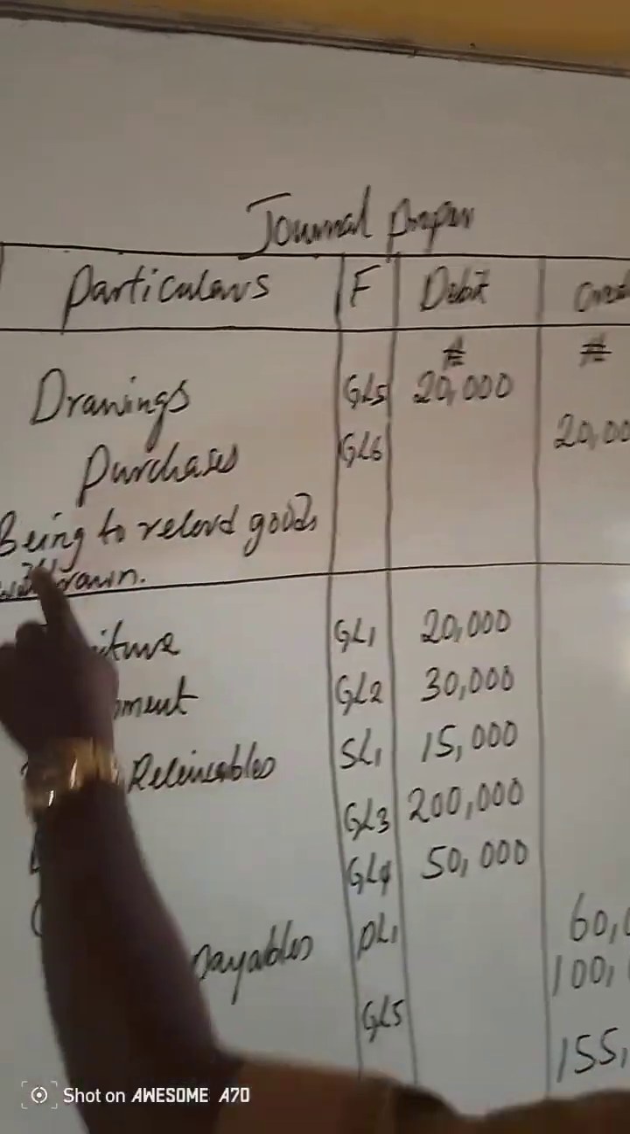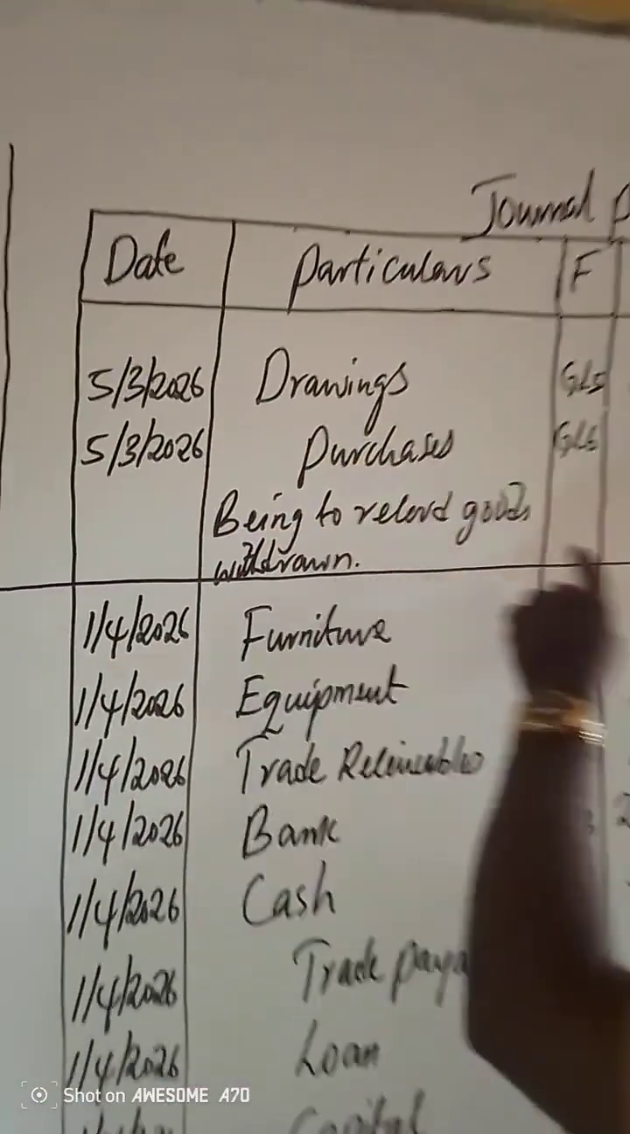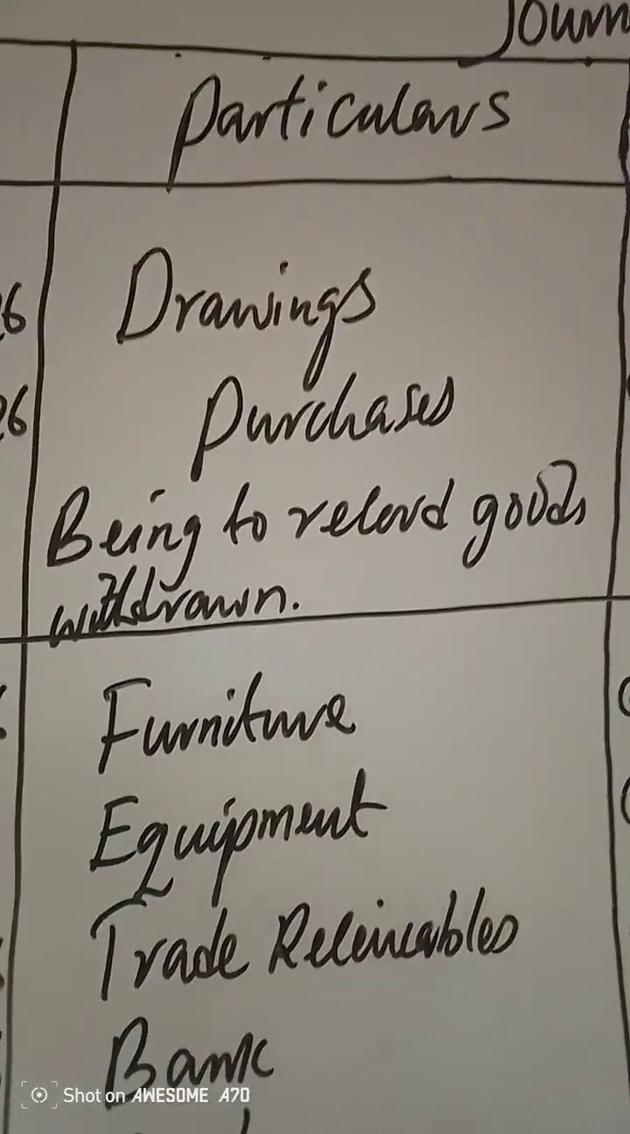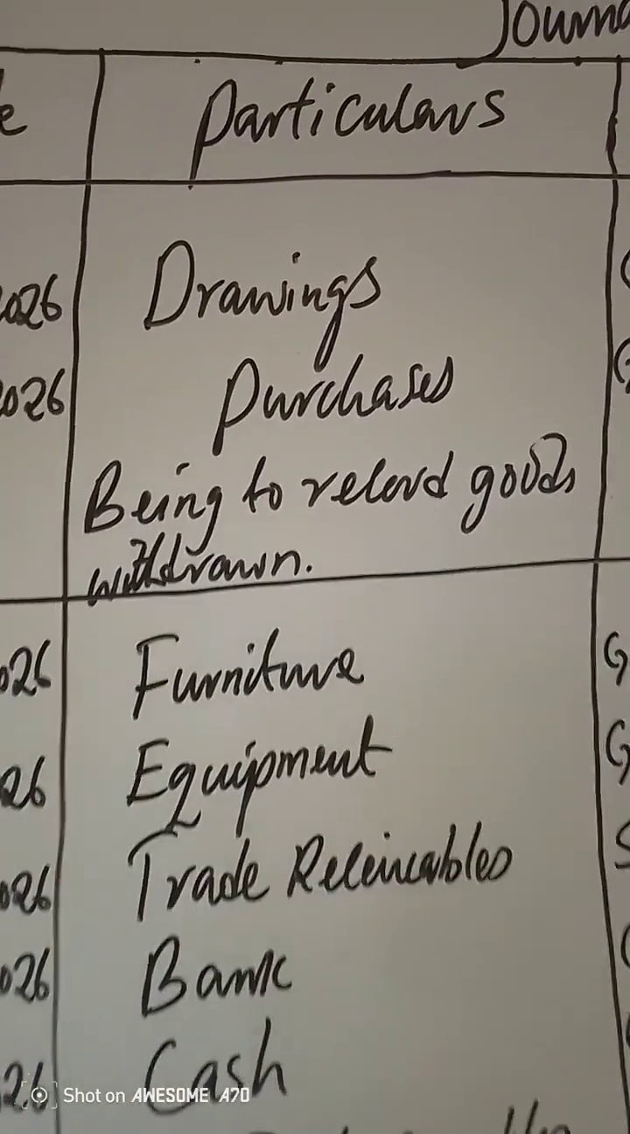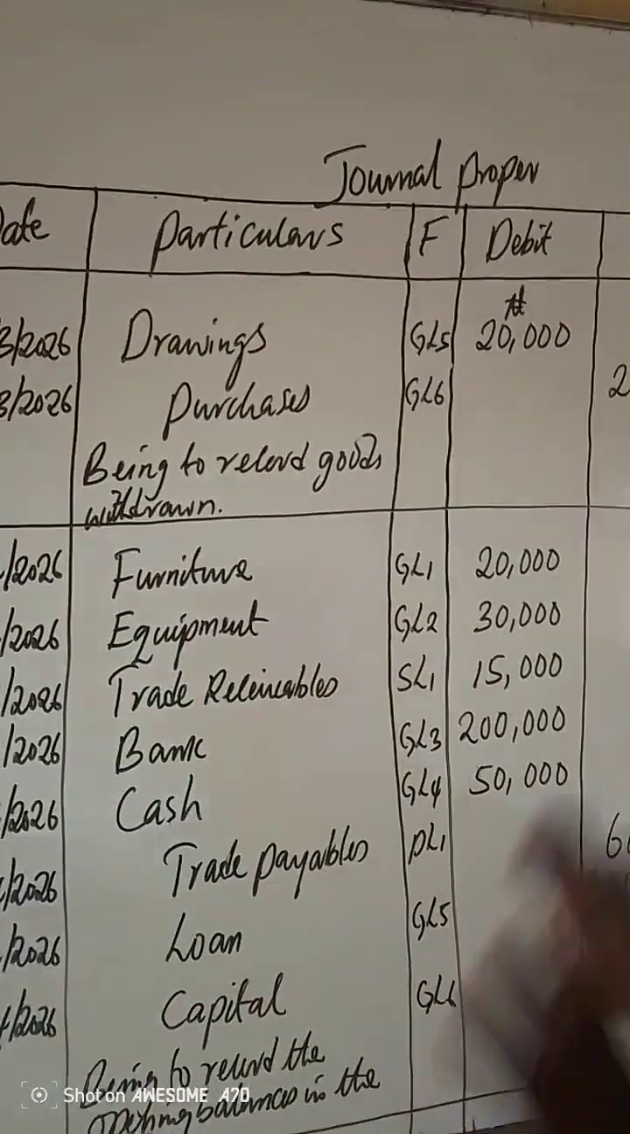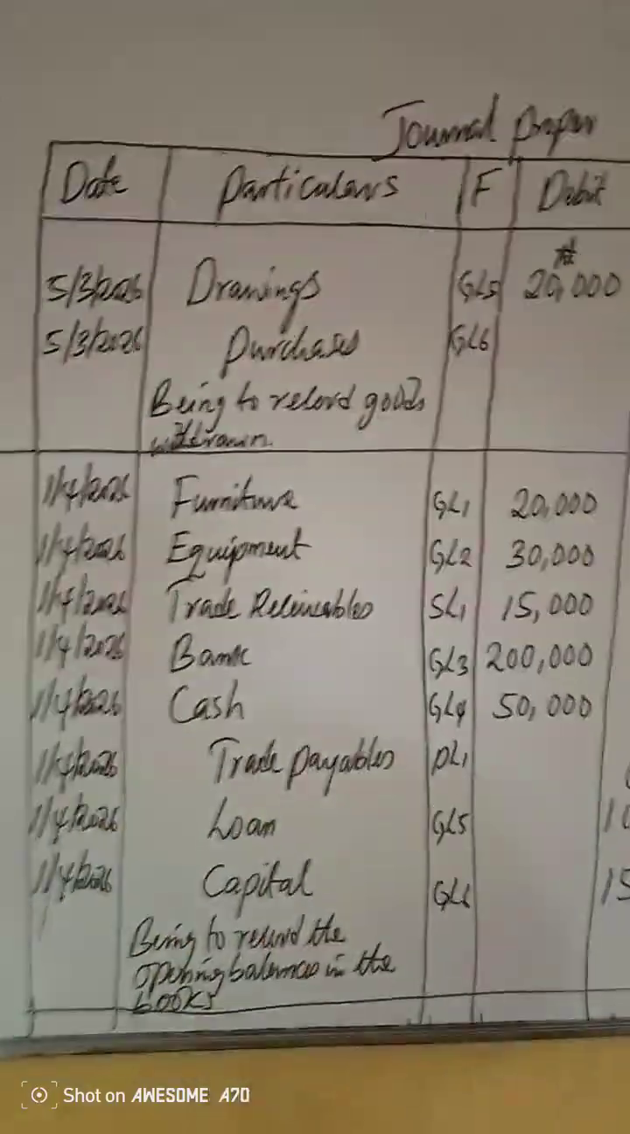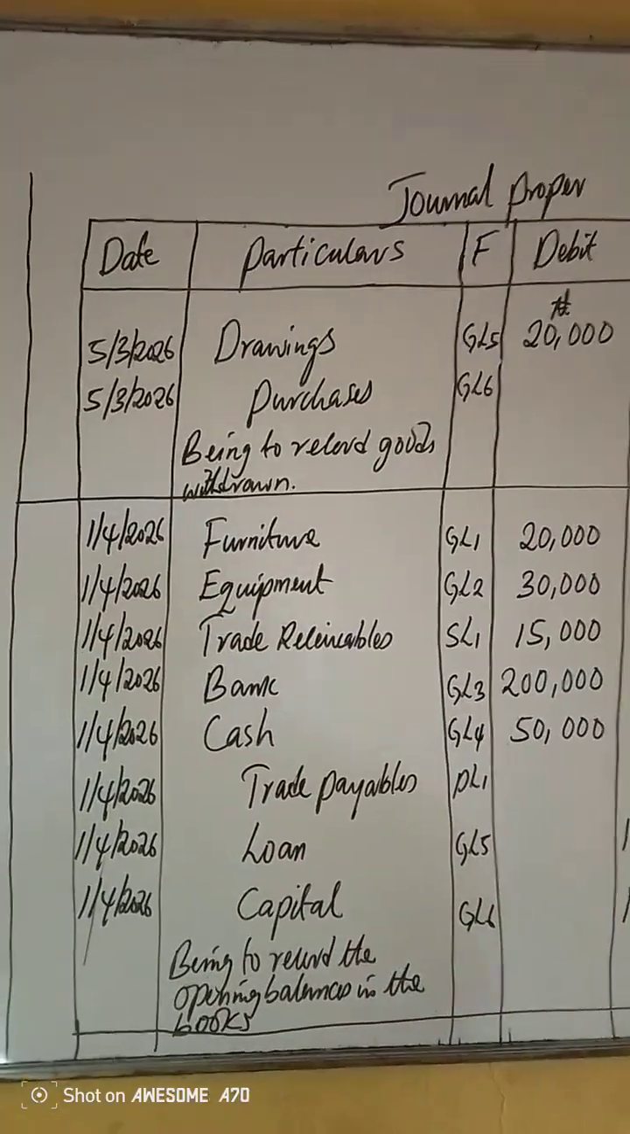And the explanation must start with 'Being to record goods withdrawn'. Make sure the explanation is short, like 'Being to record goods withdrawn for private use'. If we go back, the transaction is goods withdrawn for private use.